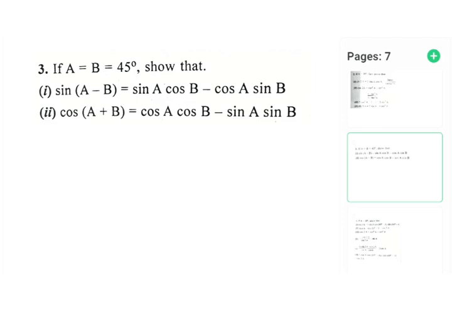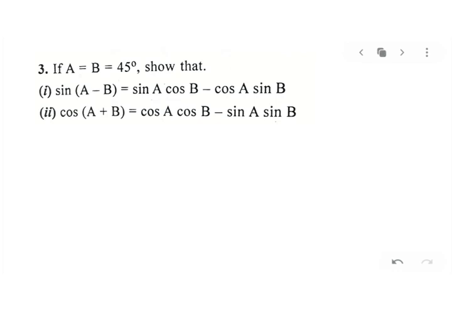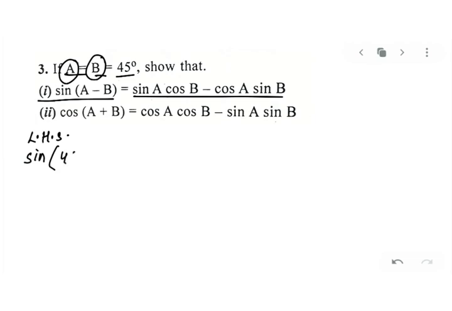Next I am taking your problem number 3, which has A is equal to B is equal to 45. That means the value of A is 45, B is also 45. You have to show that. Show that means again you have left hand side and right hand side. Let's start with left hand side. Sin (A minus B), that is 45 minus 45. That is sin 0, and sin 0 is 0. So on my left hand side I got 0 as my value.